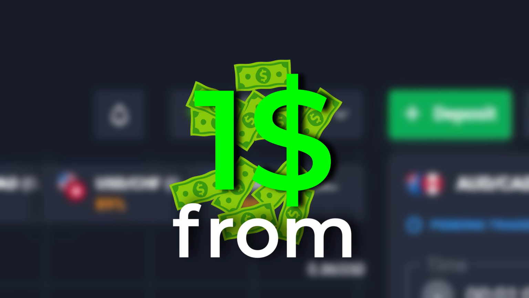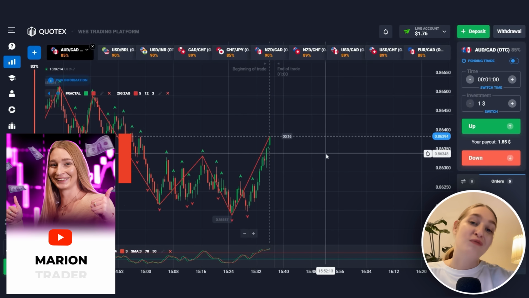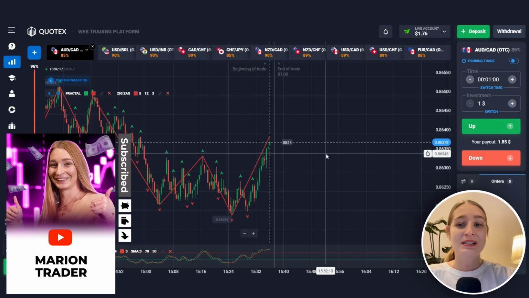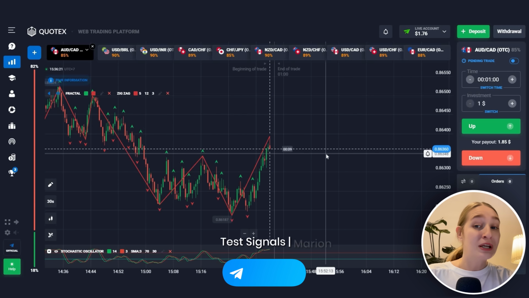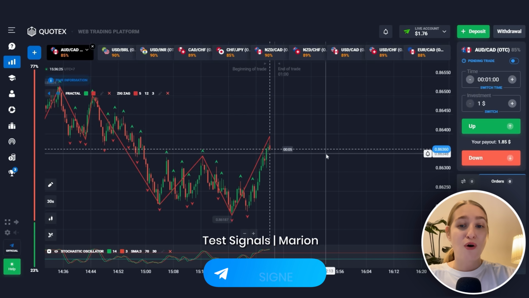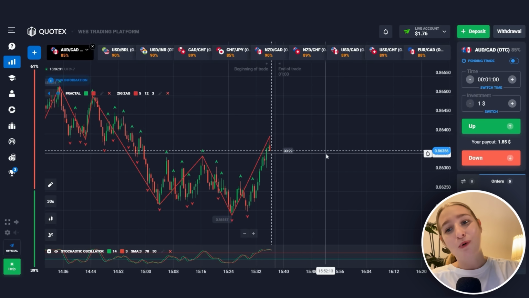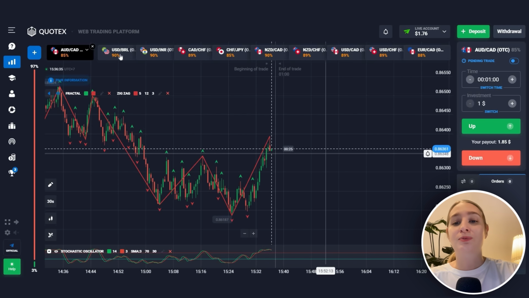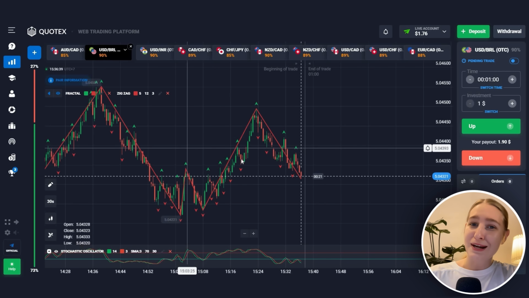Let's accelerate our deposit from $1 to, for example, $5,000 using this simple strategy. This strategy can be used even by beginners, and it can be used on any platform. So let's go with the indicators I'm using today: fractal, zigzag, and stochastic. These indicators also help me analyze the chart and choose the right point to enter the trade. So guys, are you ready?